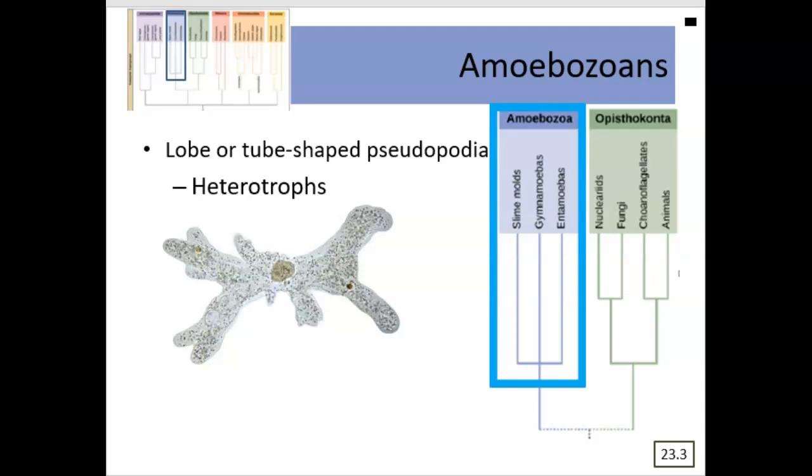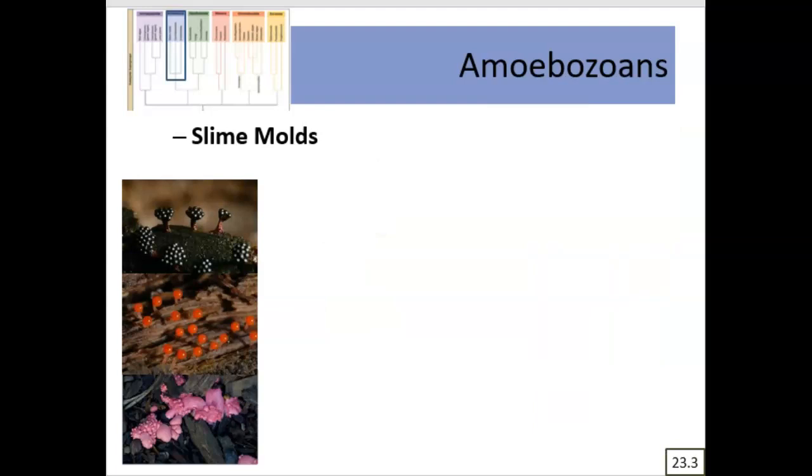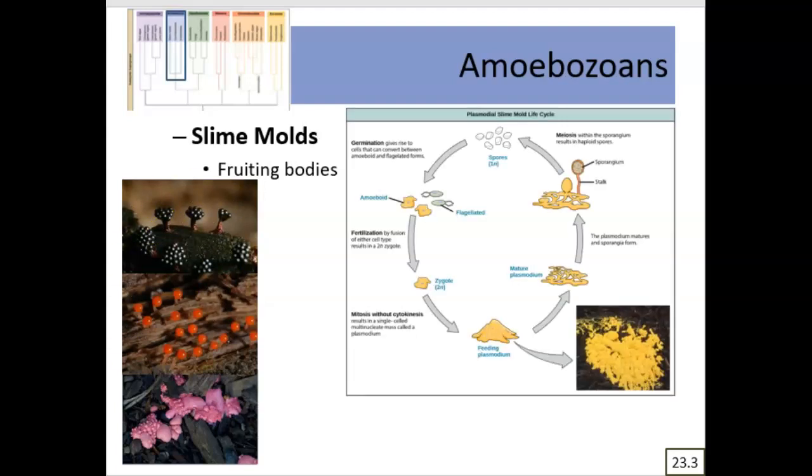The first group of amoebozoans we're going to talk about are the slime molds. Slime molds are pretty weird stuff. If you're ever outside and you see something that looks a lot like colorful dog vomit, there's a decent chance it's a slime mold. Could also be colorful dog vomit, but maybe it's going to be a slime mold. Slime molds produce these fruiting bodies. You can see in the pictures on the left there. Those fruiting bodies are going to produce spores. They have this kind of crazy life cycle.